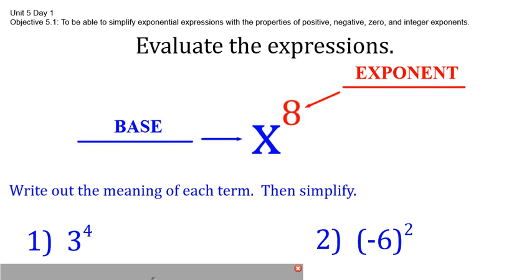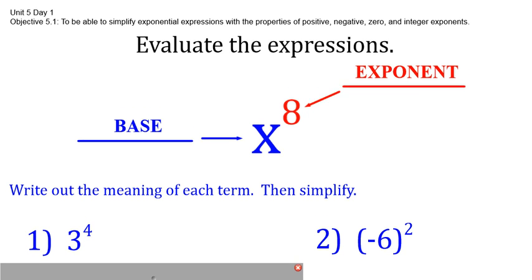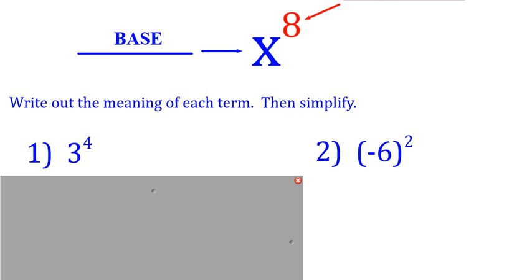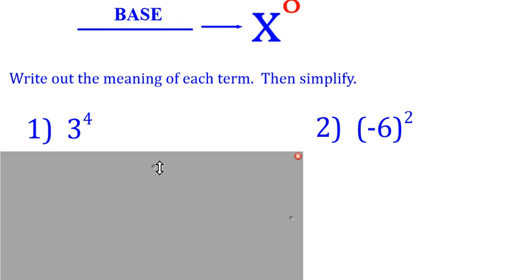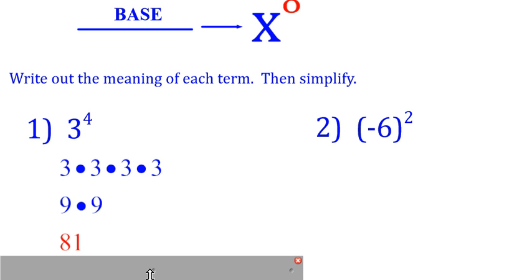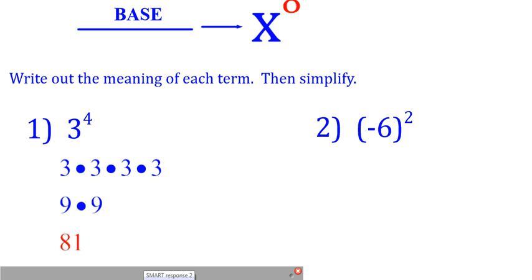So when we have something like 3 to the fourth, we want to think about the meaning. Well, our base is 3, our exponent is 4. Therefore, 3 to the fourth means you have 4 3's being multiplied together. Well, we know 3 times 3 is 9. 3 times 3 is 9. 9 times 9 is 81. So 3 to the fourth is equivalent to 81.